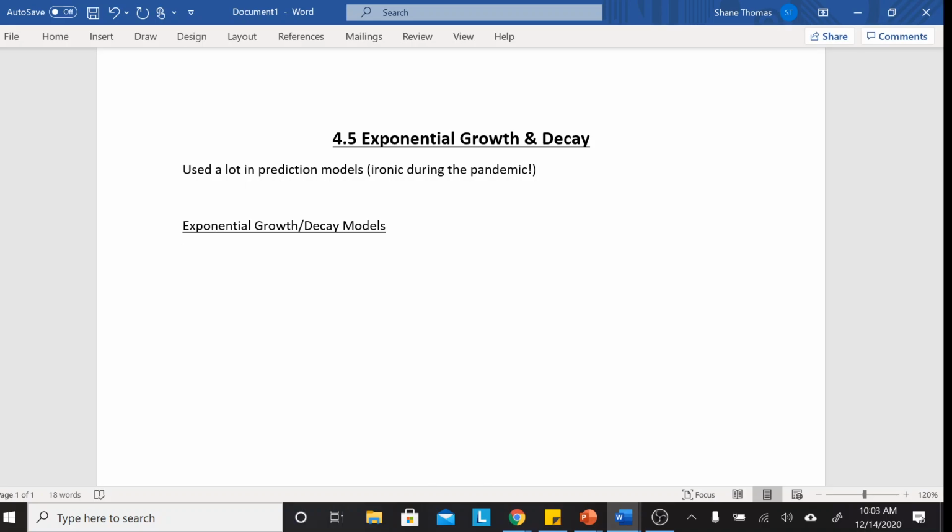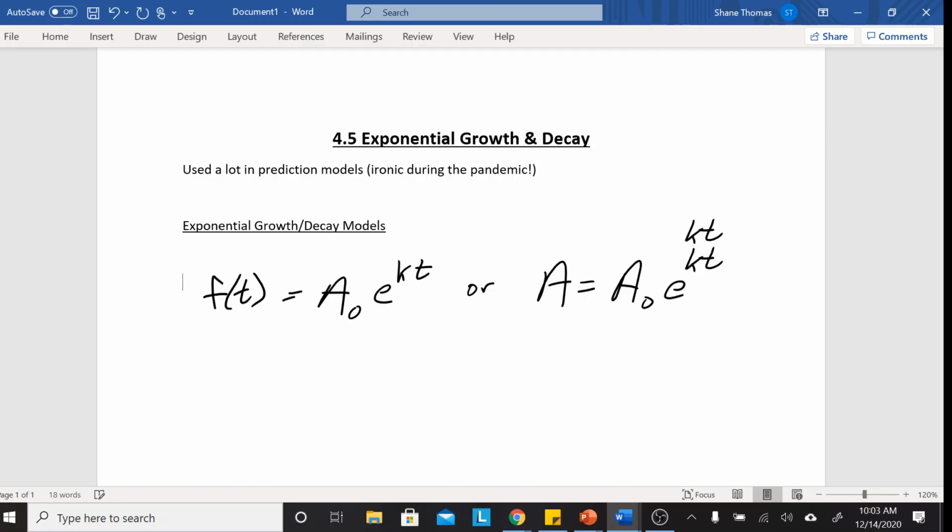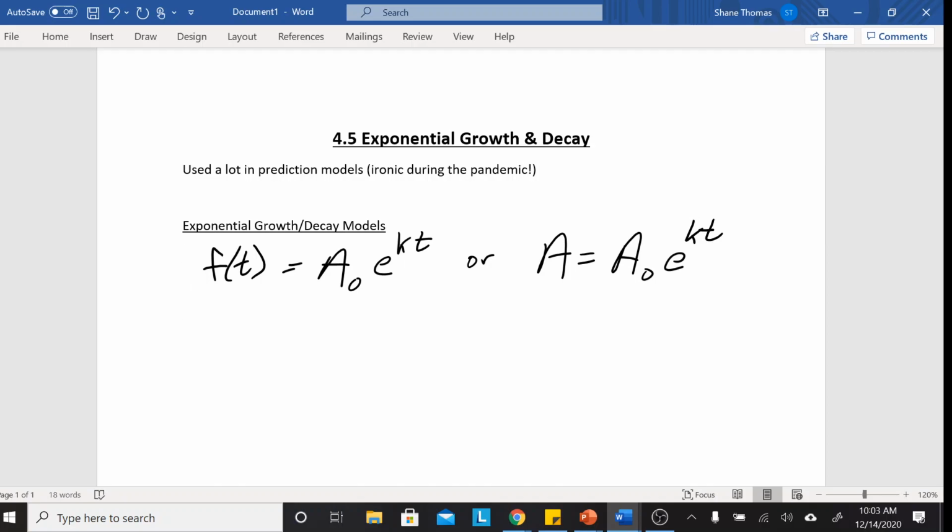So exponential growth and decay models. These are the formulas for it. We have f of t equals a sub 0 e to the kt, or we also have A equals a sub 0 e to the kt. So you look at it 2 different ways. Here's the big thing then. If k is greater than 0, then it equals growth. And if k is less than 0, it equals decay. So if we look at our exponent up here, if this is a positive number, that means we're increasing. If it's a negative number, that means we're decreasing.